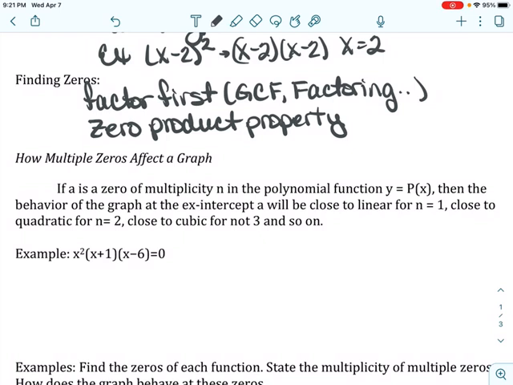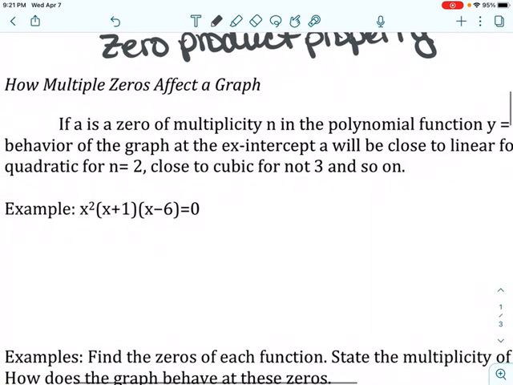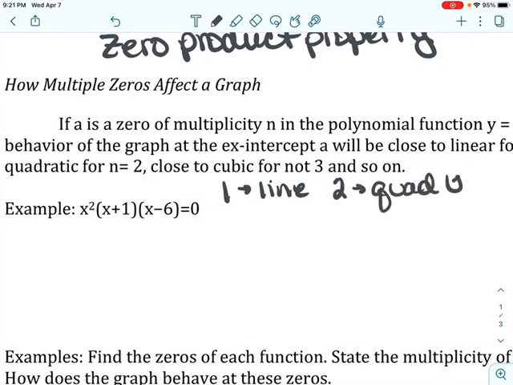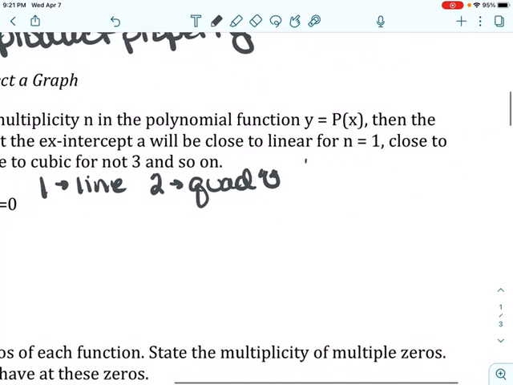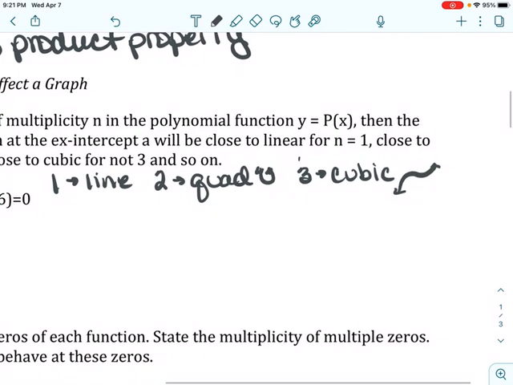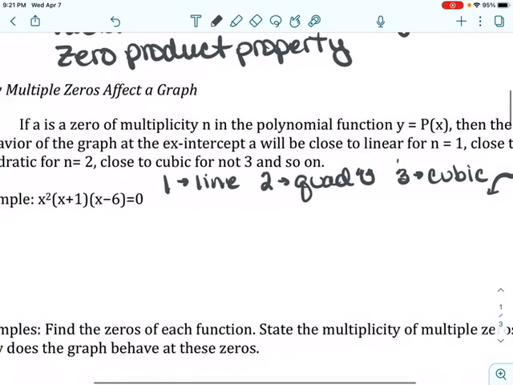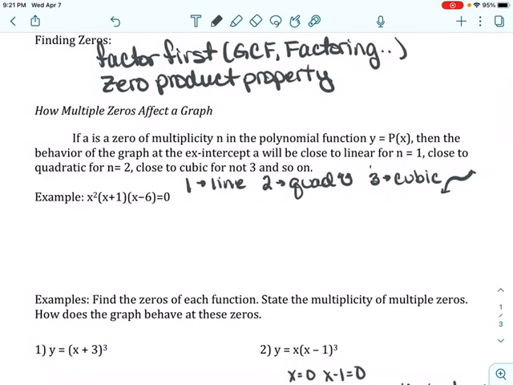And so on. So basically what this means is that if it occurs once, it's a line. Twice is a quadratic, or U-shaped. Three times it's cubic. And we even talked about cubic before, but it's kind of like an S or a weird N shape. Okay, and so on. 4 would be quartic, 5th would be quintic. And so we're describing the graph.